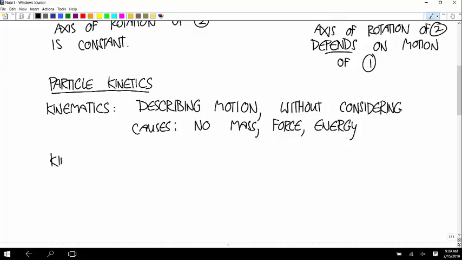Kinetics is just combining kinematics, so it includes kinematics, and then we include the causes. So for us, this is where Newton's laws are going to come into it, because now we're going to deal with mass and force.